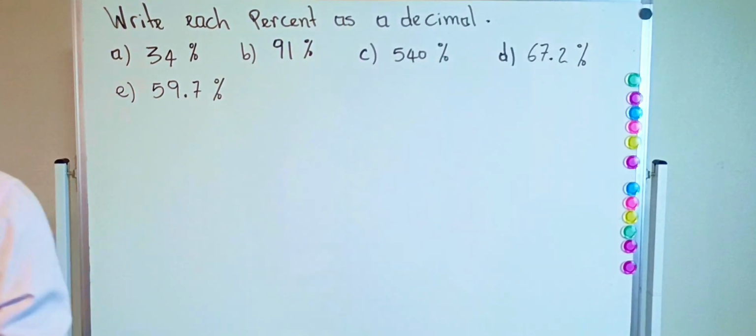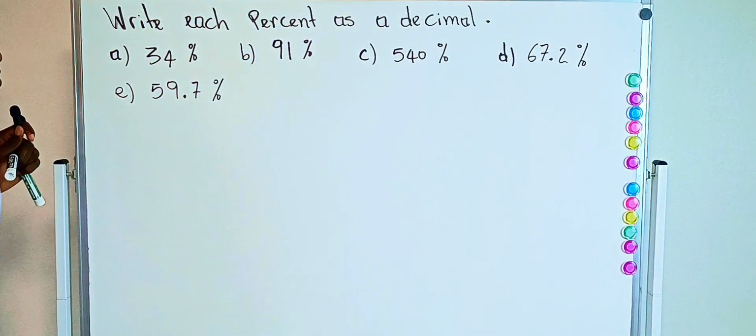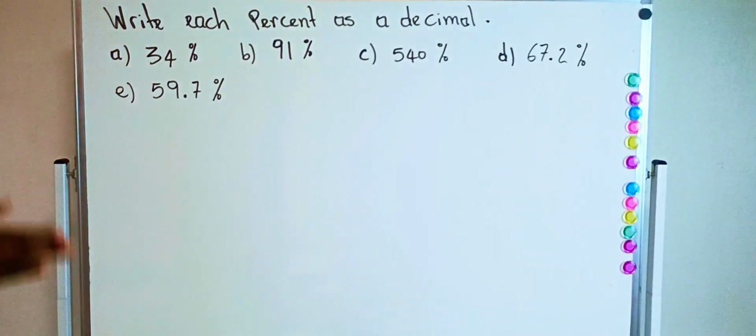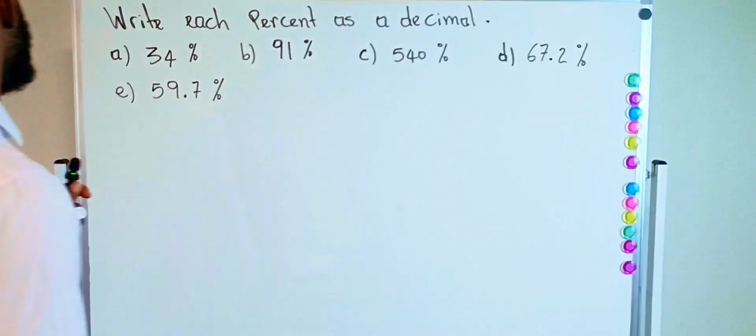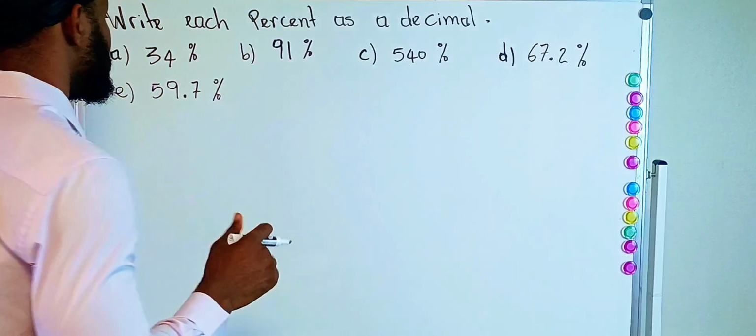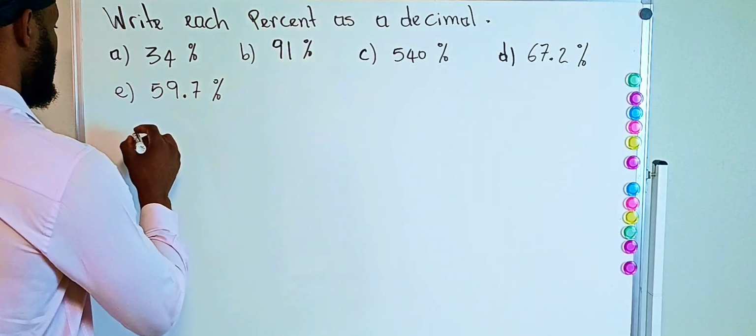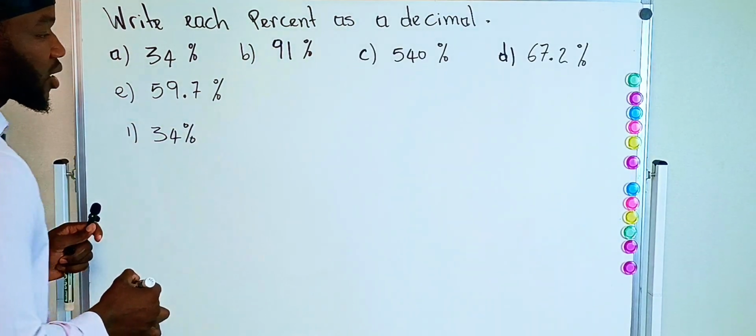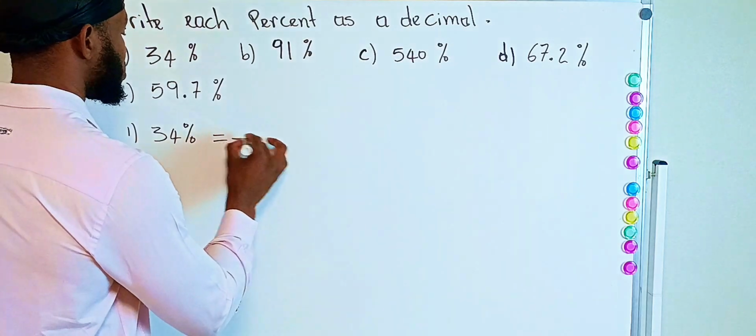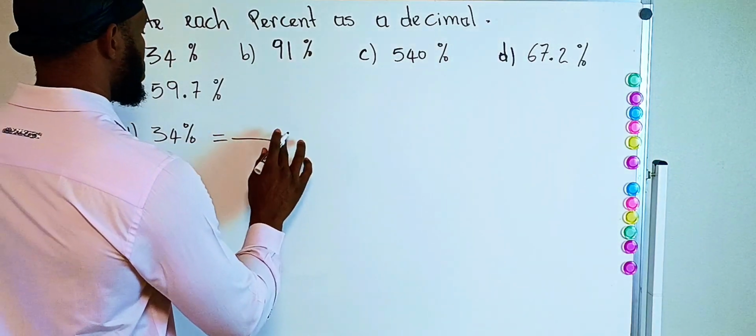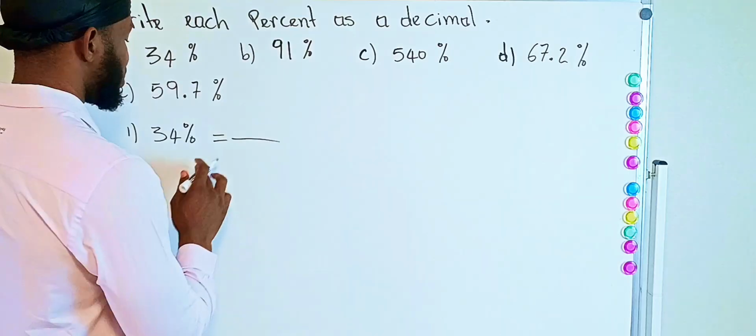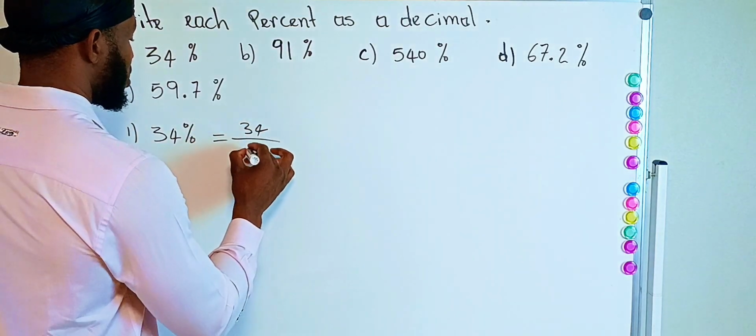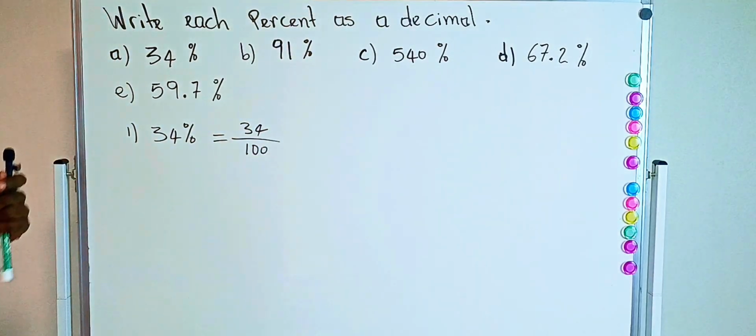Okay, guys, let's go for this one. These are some exercises about converting percent to decimal this time. So we got percent right now, and we're going to convert to decimal. It's going to be easy, just follow the steps. The first one is 34% to convert to decimal. First of all, by definition percent means part per 100, so just put it over 100.